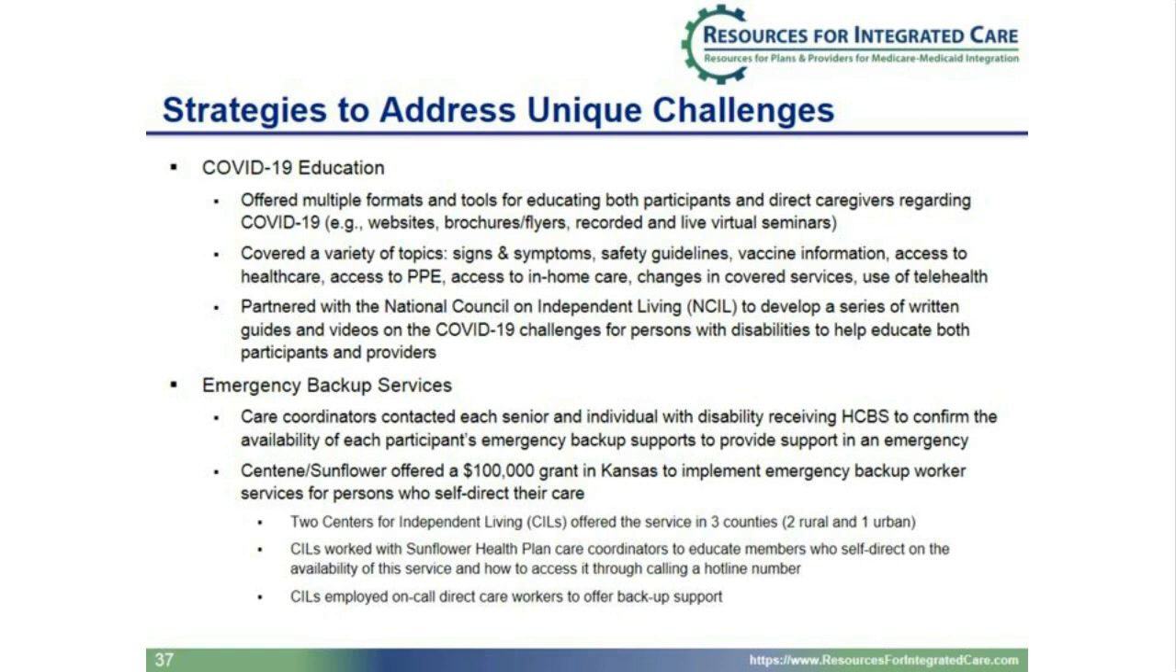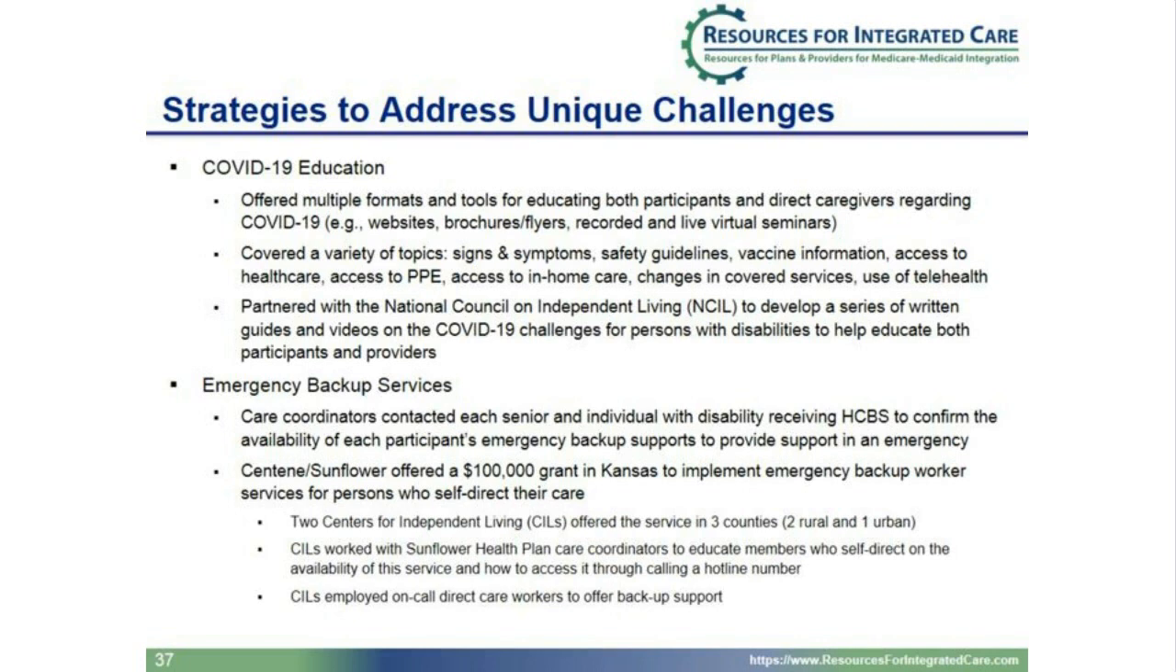Centene also provided $200,000 for 2 states, including the state of Kansas, to implement emergency backup caregiver services for individuals that self-direct their care and employ their own caregivers in their homes. We offered the grant to 2 of our centers for independent living in Kansas that then provided the service in 3 counties as a pilot. 2 of those counties were rural and 1 was urban.